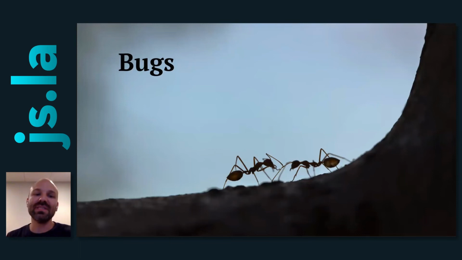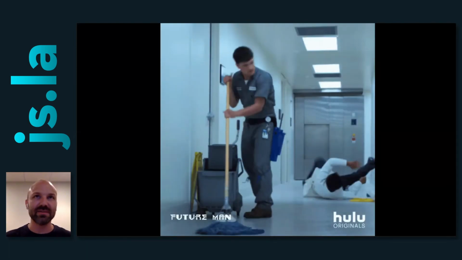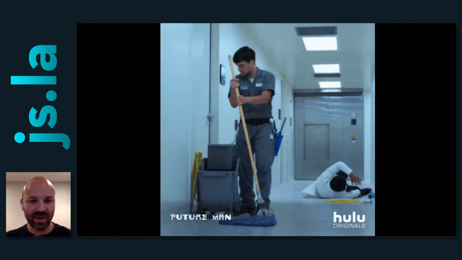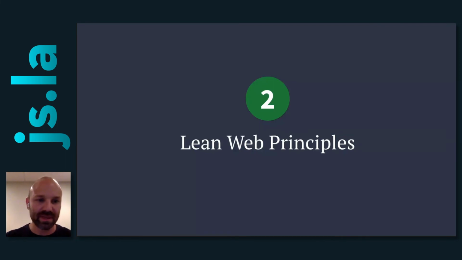And obviously, no one sets out to write code with bugs, but it happens. And when it does, JavaScript is the most fragile part of the stack. HTML and CSS, if they run into stuff they don't understand, they just ignore it and move on. But JavaScript fails spectacularly, and everything stops working. So with that in mind, let's look at a set of best practices, lean web principles that we can use to build a simpler, faster web.